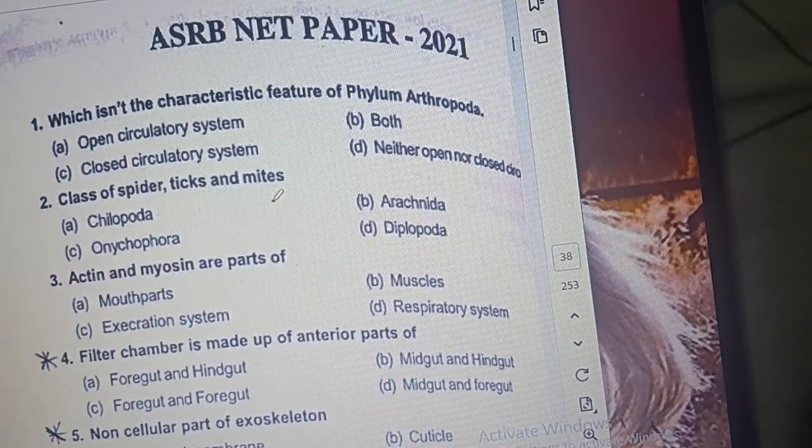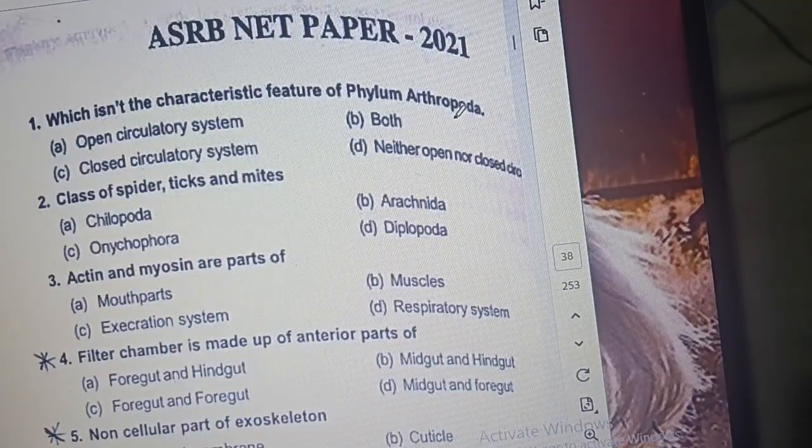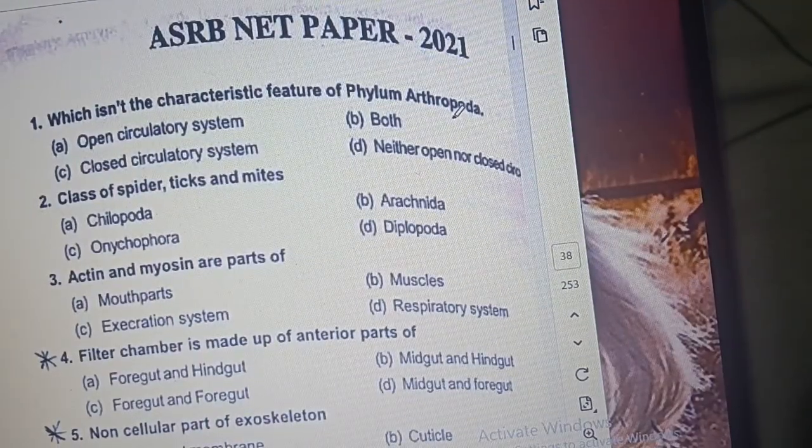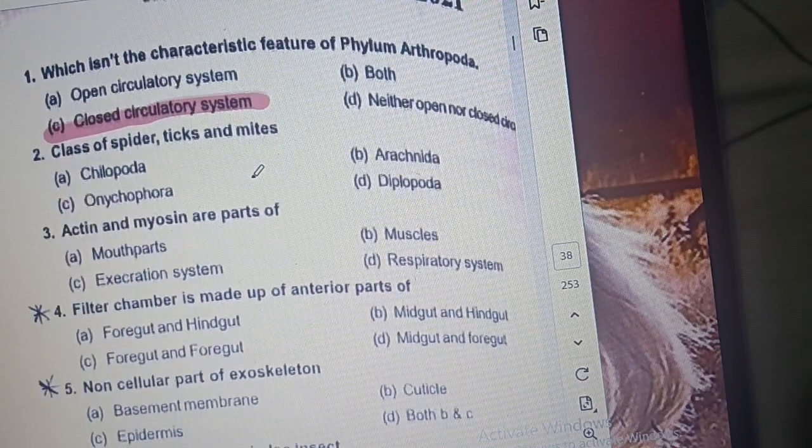The first question is, which is not the characteristic feature of the phylum Arthropoda? The first thing they used to ask is, the word Arthropoda comes from which language? It originated from the Greek language. Arthros means jointed and podos means legs. It means jointed legs. Those all come under the Arthropoda. And we all know Arthropoda have the open circulatory system. So it asks which is not a feature of the Arthropoda. So the closed circulatory system is not the feature of Arthropoda.